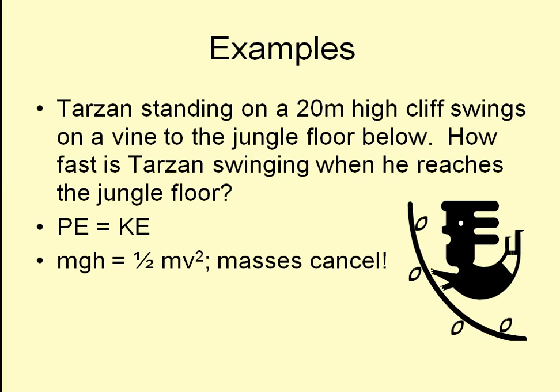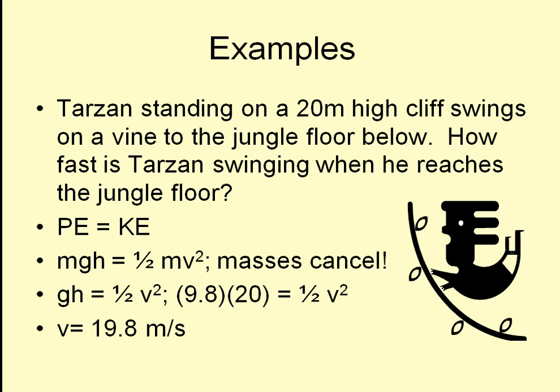If I have mass times gravity times height, that is my equation for potential energy. One-half mv squared is my equation for kinetic energy. Now notice, because we're talking about Tarzan the whole time, the mass can cancel out. Again, you may leave it in and work the problem, or you may cancel it out and work the problem. It does not matter. But you will notice in this problem, we didn't tell you his mass. So you need to understand that whenever you're not given the mass, it's because you don't need it. If we plug our numbers in, we get 9.8 times 20 as my height equals 1/2 v squared. Solving very carefully, I get v equals 19.8 meters per second.